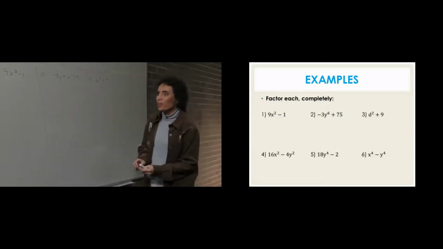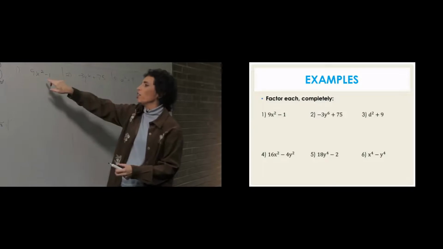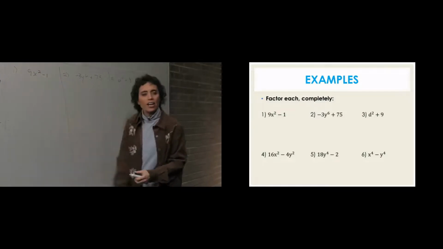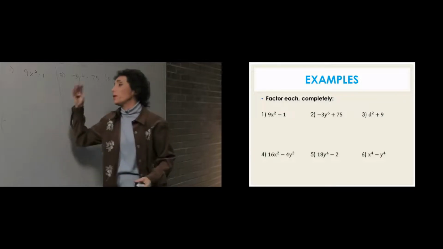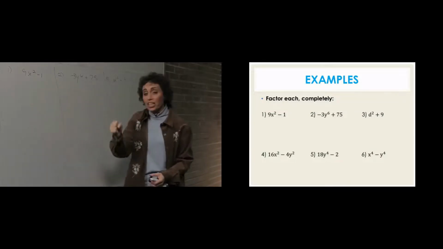All right, here we go. 9x squared minus 1. Step 1, look for a GCF. No GCF. Can't do step 2. Can't do step 3. Step 4, count your terms. 1, 2. 2 terms, that's 4C. See, I have this memorized.